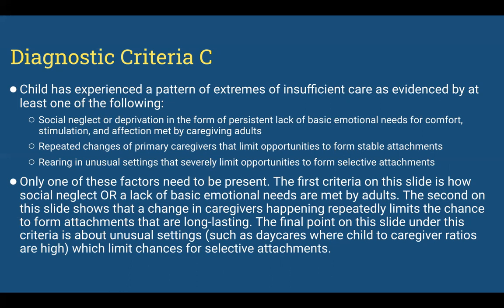The first criteria on this slide is how social neglect or a lack of basic emotional needs are met by an adult. The second on this slide shows that a change in caregivers happening repeatedly limits the chance to form attachments that are long-lasting. The final point on this slide under this criteria is about unusual settings, such as daycares where child to caregiver ratios are high, which limit chances for selective attachments.